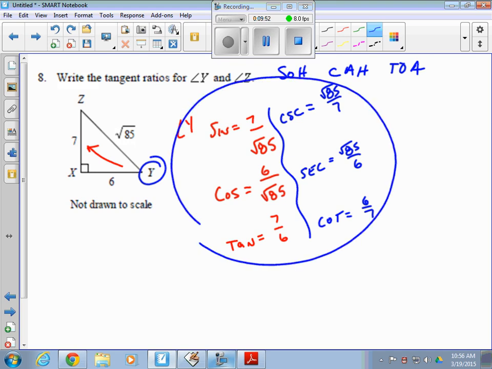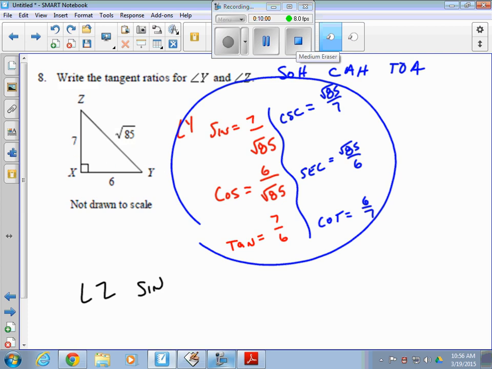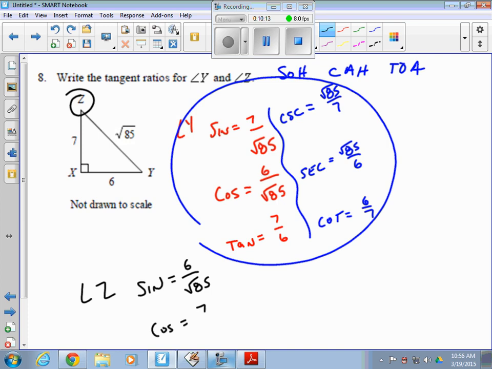It asks you to do the same for angle z. So angle z will do the same thing. Sine is, but now your perspective isn't from y. Now your perspective is from z. So the sine is the opposite, 6, over the hypotenuse, square root of 85. Cosine is the adjacent, 7, over the square root of 85. And the tangent is the opposite, 6, over the adjacent, 7.